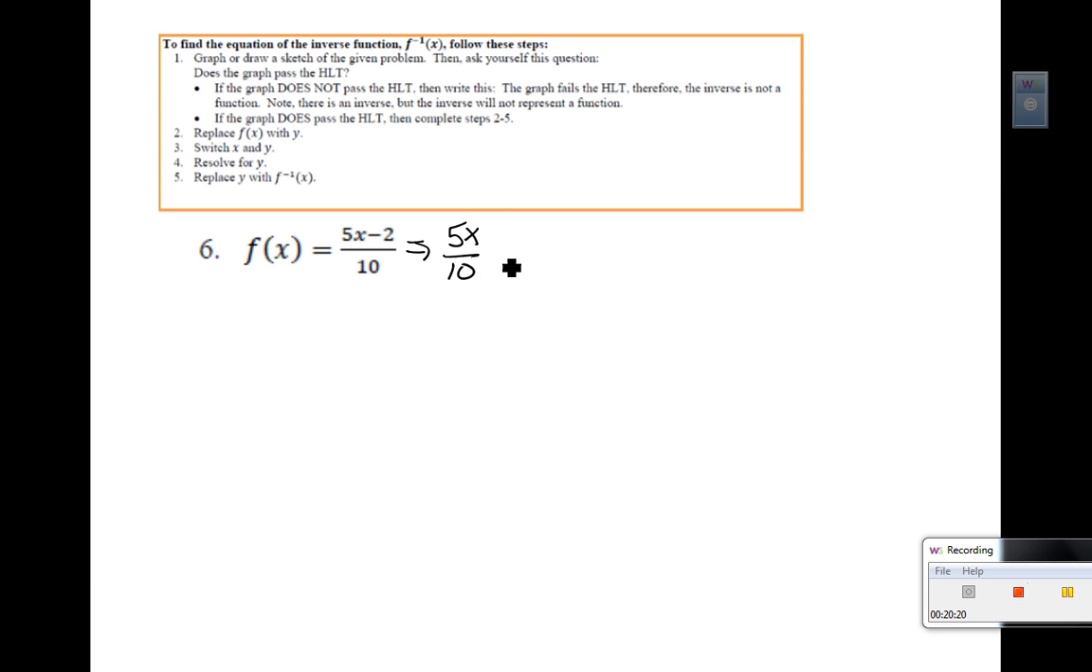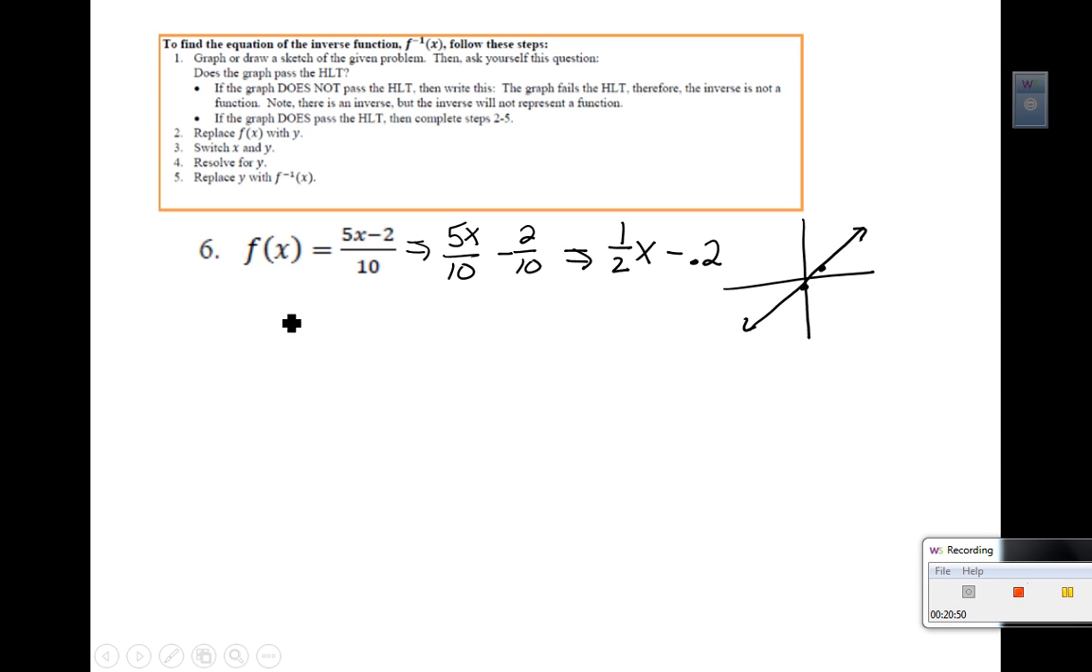5x over 10 minus 2 over 10, which is going to be 1/2 x minus 2 divided by 10, what, 0.2? You could type that into your graphing calculator. Otherwise, though, I know it's going to start just below the y-axis, go up 1 and over 2. Ask yourself, does that pass the horizontal line test? And the answer is, yes. So now we're coming down to number 2.